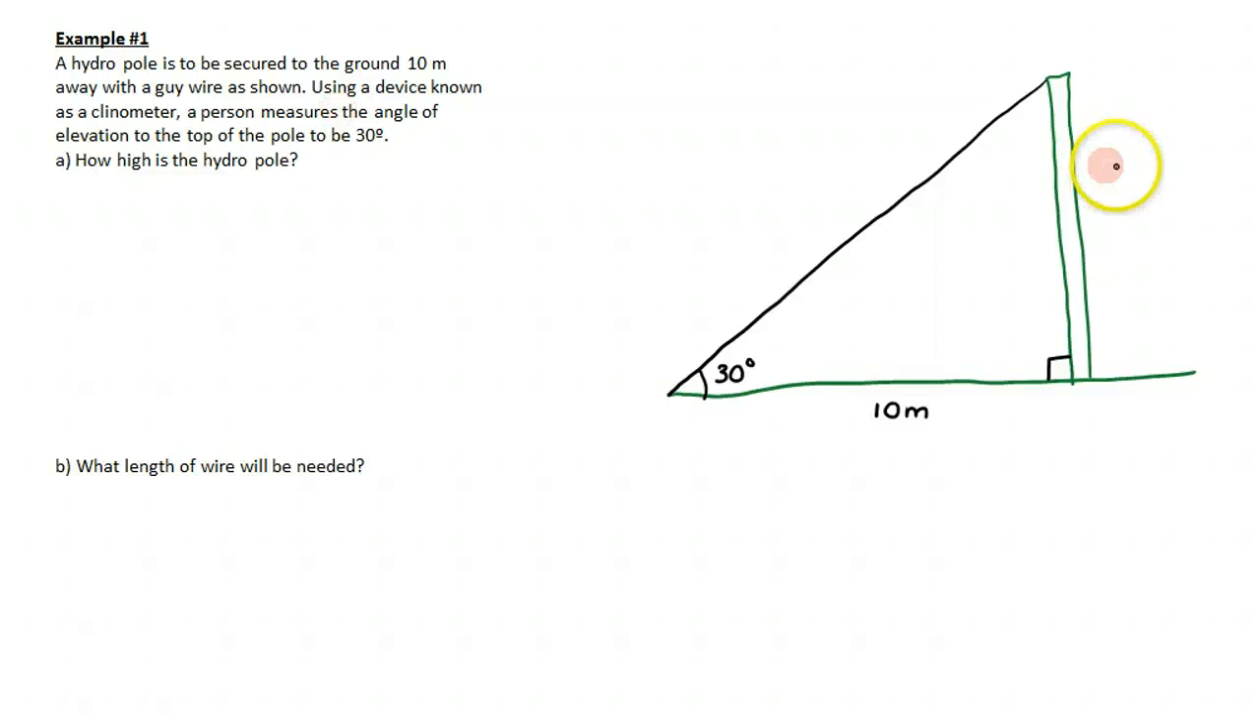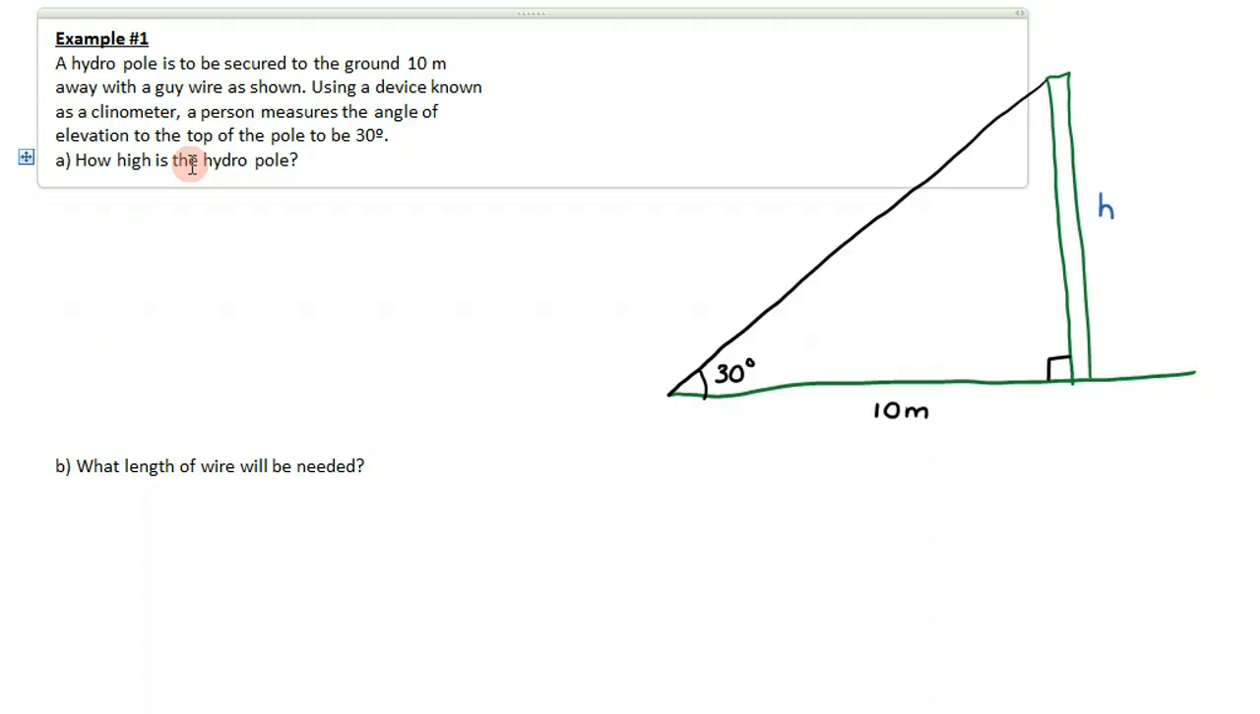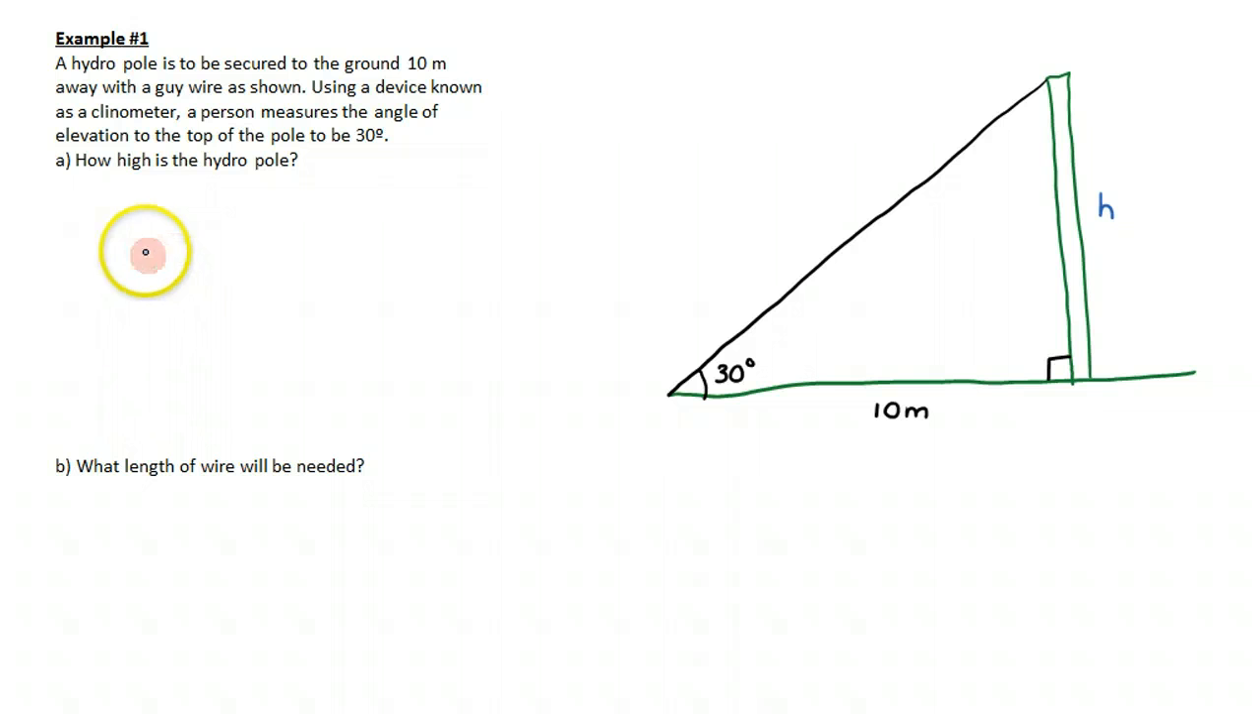So with this problem, the first thing I'm going to do is put a variable in for what I want to solve for. And in this case, I need to solve for the height of the pole, so I'm going to put an h there. So I see I'm given an angle and a single side, so my primary trig ratios pop into my head. And what I'm going to start by doing is writing out Sohcahtoa. And again, as I get better at this, I can do this without this step. But for those of you that are learning this for the first time, this is a useful technique.